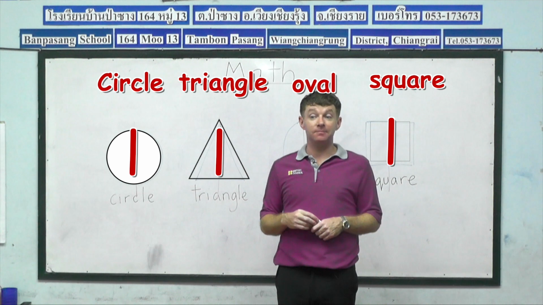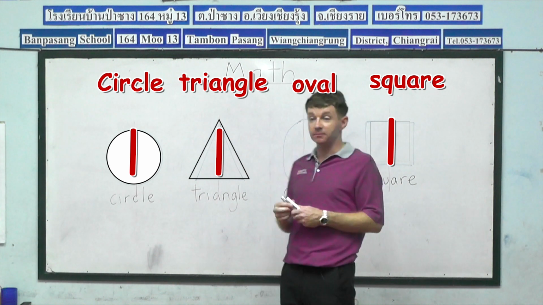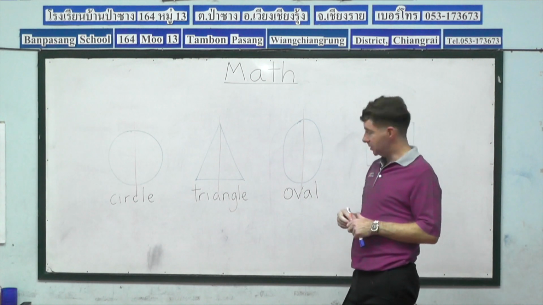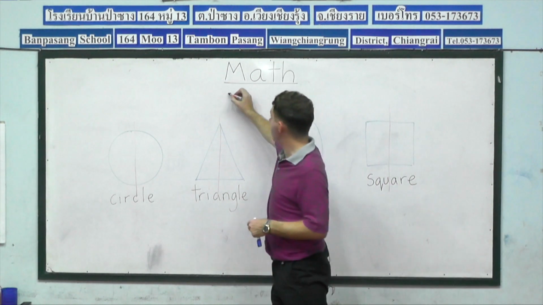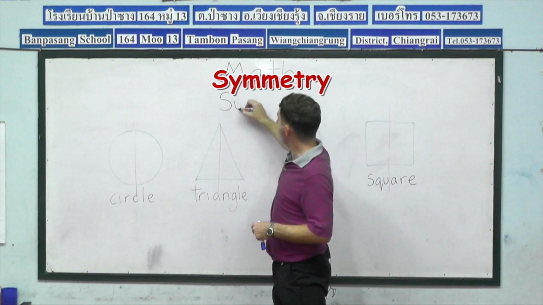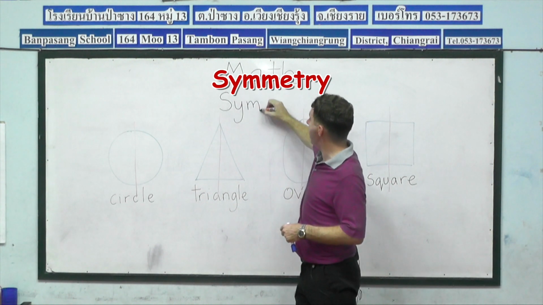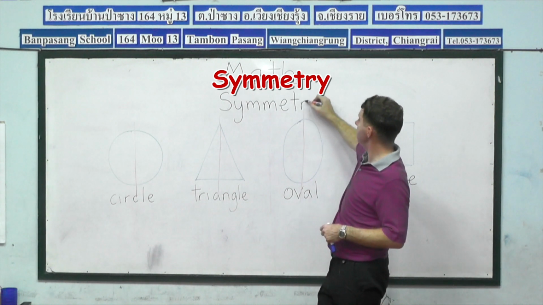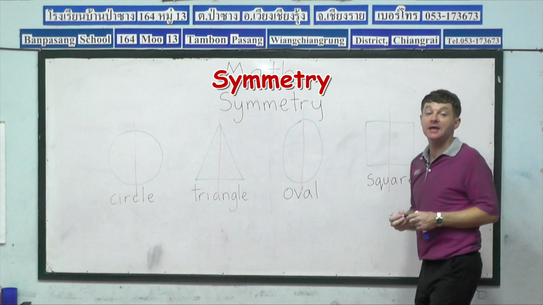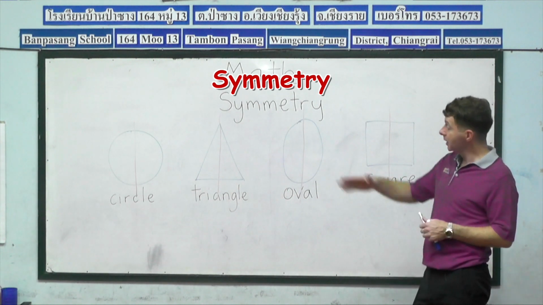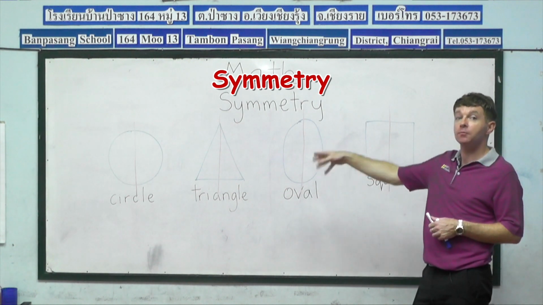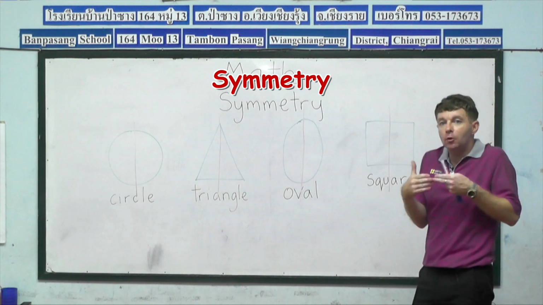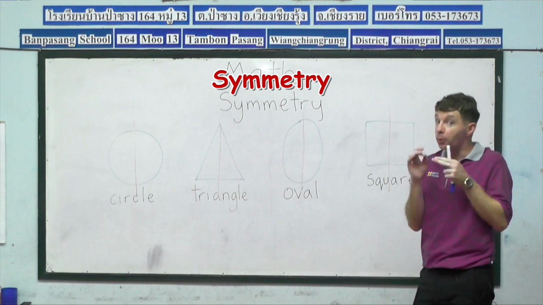And there is a name that we give for these type of shapes. I've said it already, symmetry. Yes, let's spell this together. S-Y-M-M-E-T-R-Y. Symmetry. This is the name we give to shapes that when we draw a line down the middle, they look completely identical but opposite.